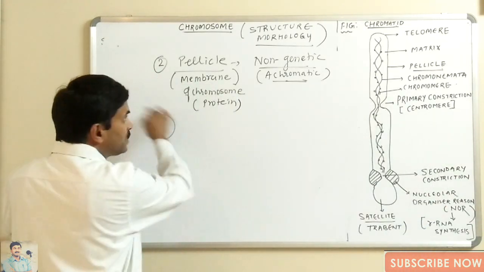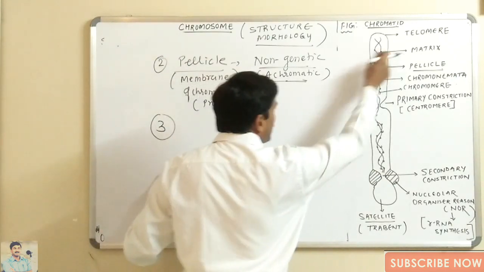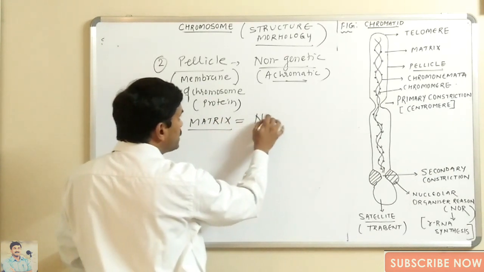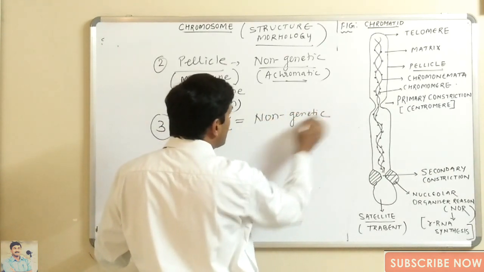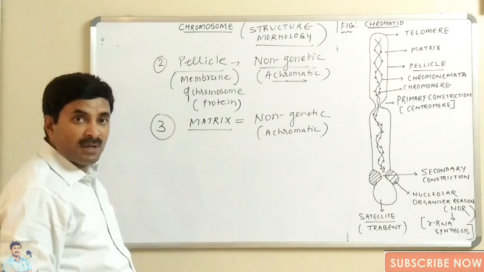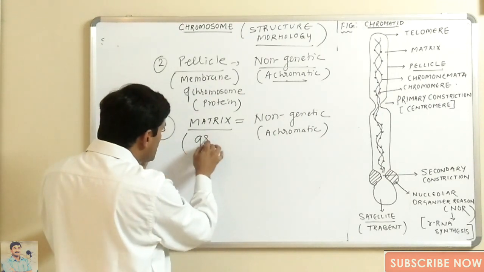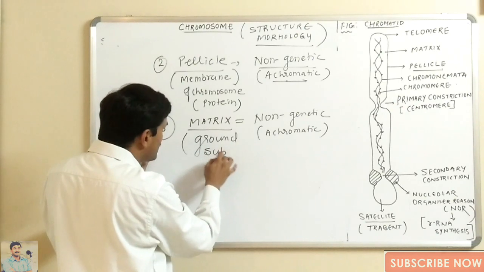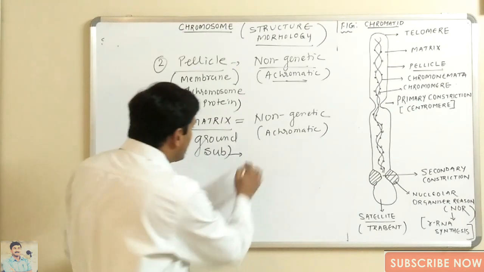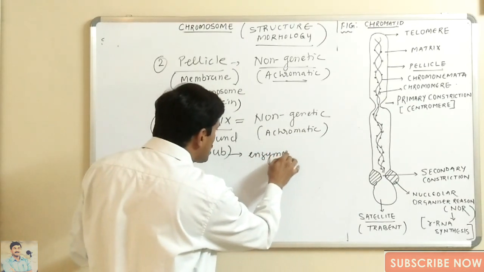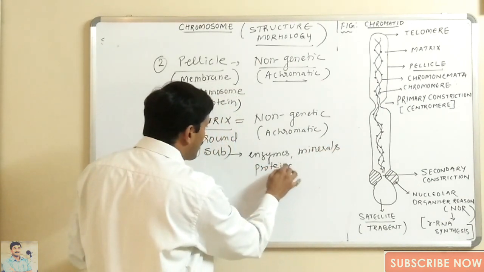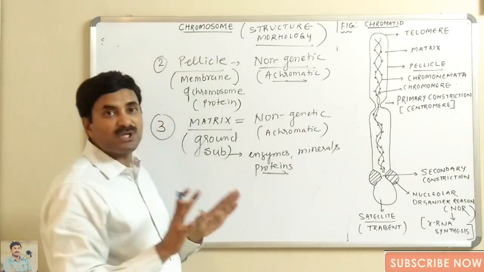Now see here, the third point, that is the matrix. Again the same thing, the matrix is also a non-genetic and achromatic part of the chromosome, and this is the ground substance. This is the ground substance present inside the chromosome. This ground substance, which is gel-like, consists of enzymes, minerals, proteins, etc. But it is also not associated with heredity.